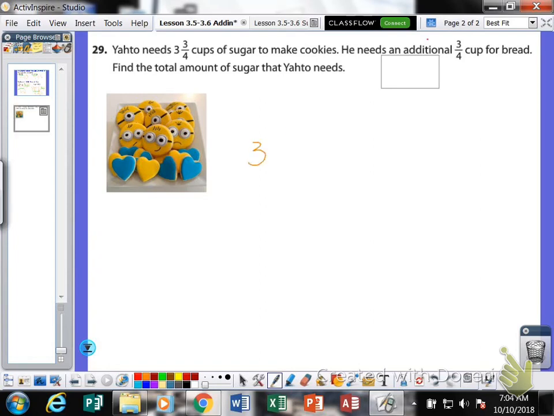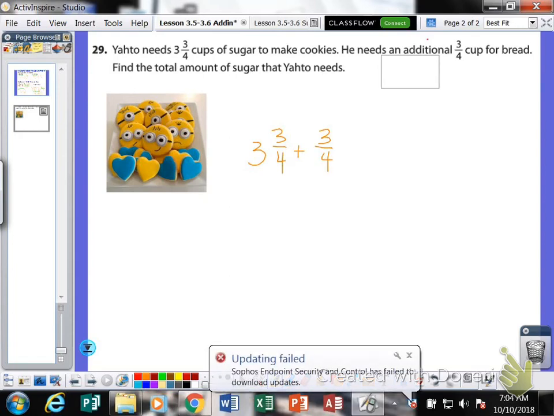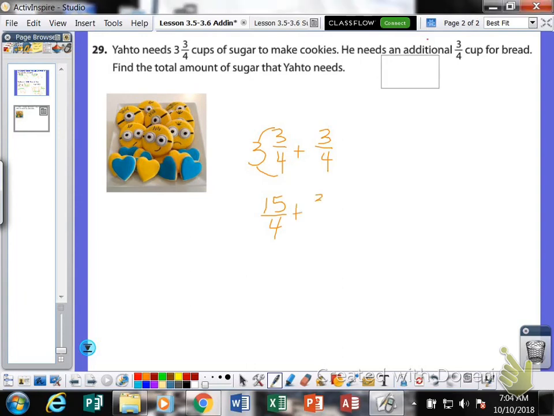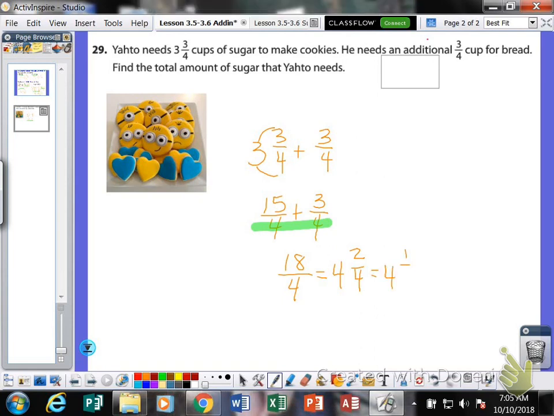So 3 3/4 plus 3/4. So I'm going to convert 3 times 4 is 12, plus 3 is 15, so 15/4 plus 3/4. Denominators are the same, so I have 18 over 4, and then 4 goes into 18 4 times. 4 times 4 is 16, with 2/4 remaining, or 4 1/2, and it says find the total amount of sugar, so 4 1/2 cups is how much Yato needs. And that's how we add fractions.